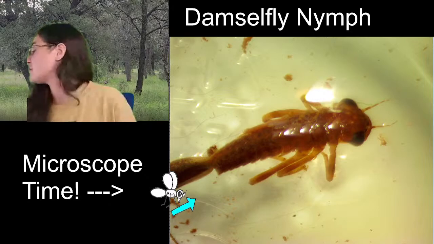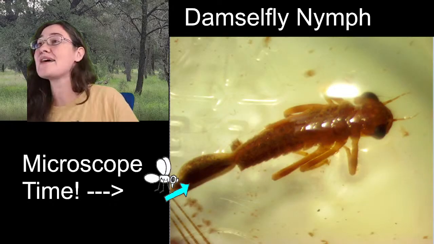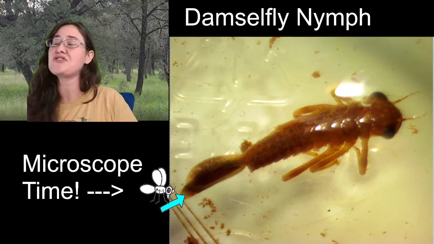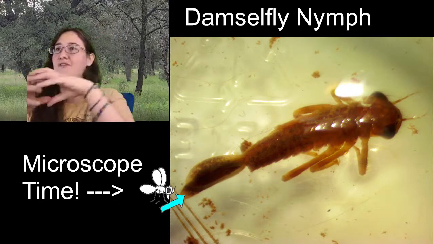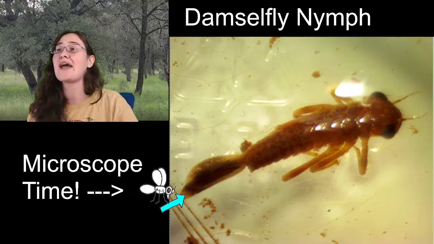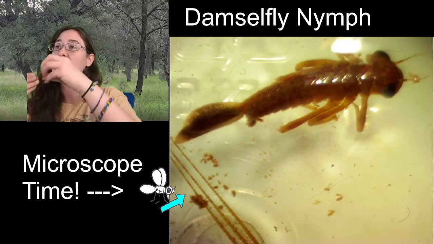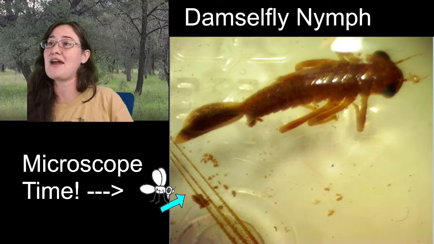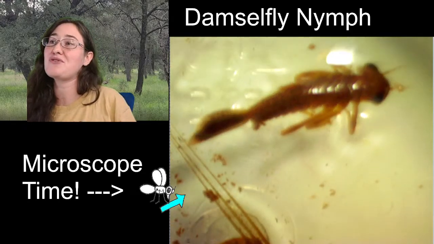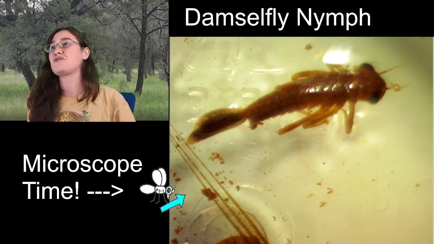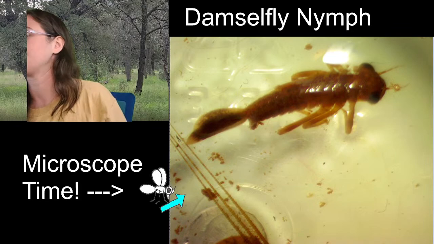But if we look back here, it does have 3 tails, except damselfly tails are more like a leaf or a feather. They're flat and wide, whereas mayfly nymph tails are long and thin. All right, so they both have 3 tails, but they're very different, and you can very much tell those guys apart by that.